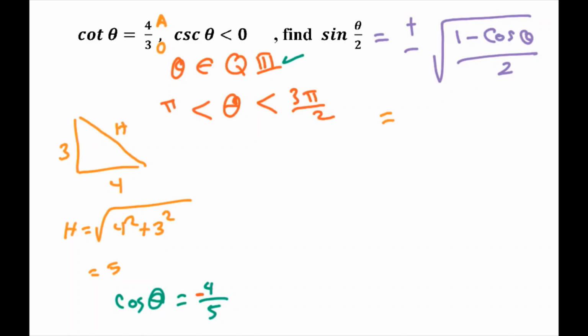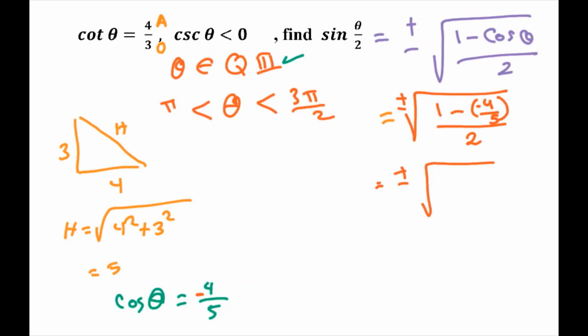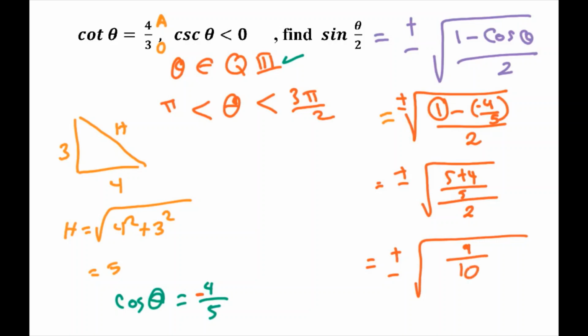Since we are talking about quadrant 3, cosine is negative there. So you will go here and say, okay, sine theta over 2 will be equal to square root, plus or minus, of course, of (1 minus negative 4 over 5) over 2, which is equal to plus or minus square root of, that's going to be 5 over 5, right? 5 plus 4 over 5 over 2, 9 over 10, and we need to simplify this. So that's going to be equal to a square root of 9 is a 3 over square root of 10, which is equal to 3 square root of 10 over 10.